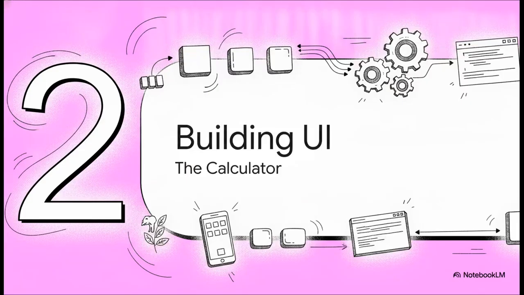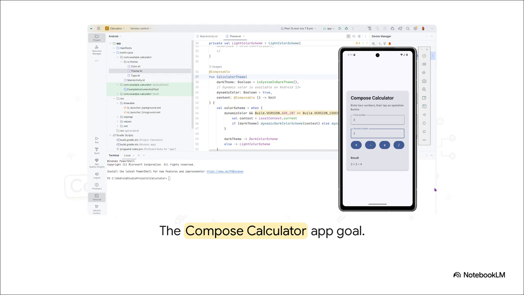Moving right along to Section 2, building the calculator UI. So here's the final goal of our lab running in the emulator. It's a really simple, elegant one-screen calculator. As you can see, you've got text fields for your first and second numbers, a nice row of circular operation buttons, and result text right at the bottom. Notice how clean it all looks? That's entirely driven by Compose's Material 3 components directly from Kotlin. And the best part, this is exactly what you'll see in Android Studio's interactive preview as you build it.